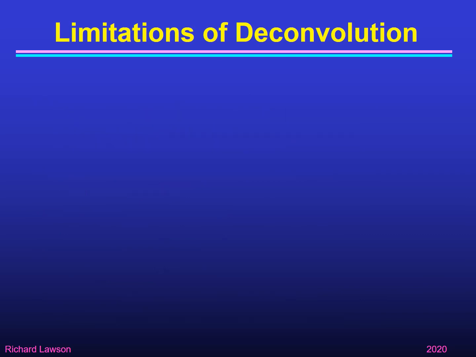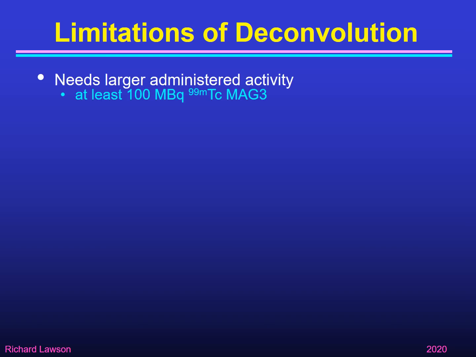The limitations of deconvolution include the fact that you need to administer a larger activity. You need to give at least 100 megabecquerels of technetium MAG3 in order to get enough counts, in order to get good statistics to apply deconvolution, whereas a standard Renogram can use less activity. In Manchester, we routinely use 50 megabecquerels of MAG3 for a standard Renogram.